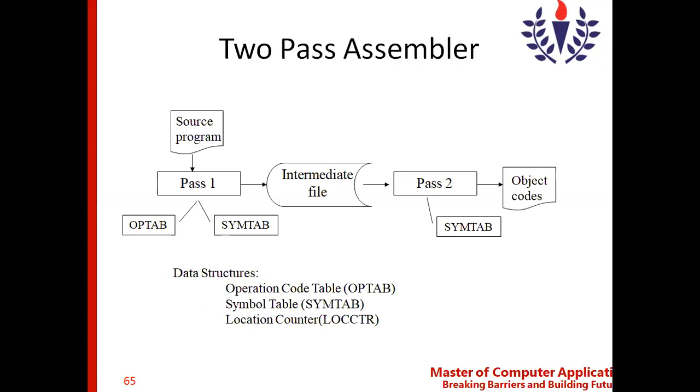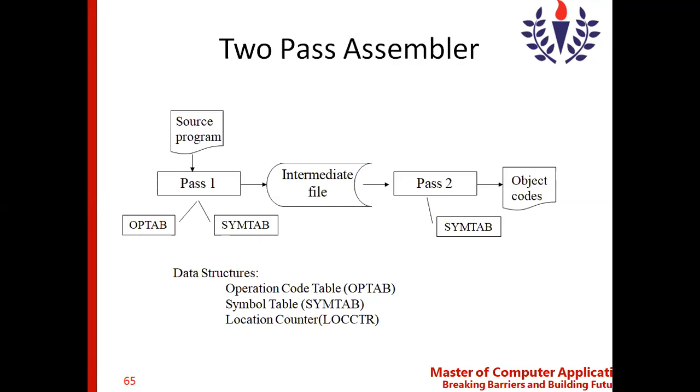Before going to the pass-1 algorithm, let us have a look at how the entire scenario is portrayed with the diagram. The source program is given to pass 1, wherein it creates the symbol table. There are a few data structures used in the two-pass assembler: the op table, the symbol table, and a variable called the location counter. The op table is a static table, whereas the symbol table is a dynamic table. The symbol table which is created in pass 1 can be used in pass 2.